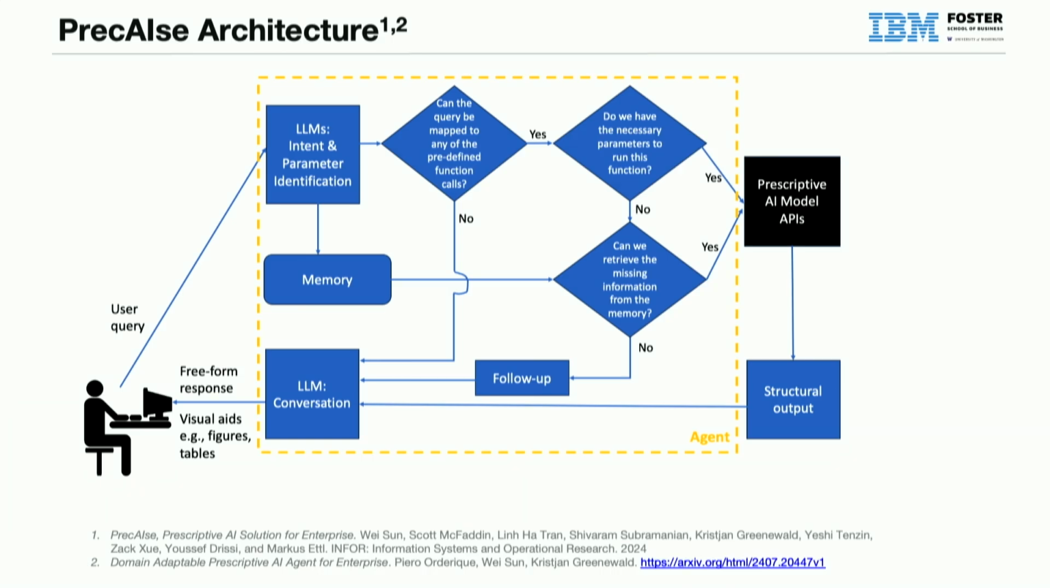If the answer is yes, the agent will then ask, do I have all the necessary arguments to answer this question? So for example, in our optimization model, we will have a budget constraint. We also have the number of rules, which defines how complex your policy is. If the answer is yes, the agent will then call the backend tools. But if the answer is no, then the agent will first go back to its memory to see whether it can retrieve this information. If yes, call the tool. If not, ask a follow-up question.